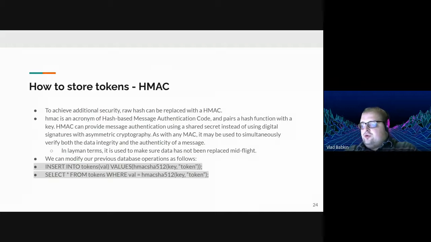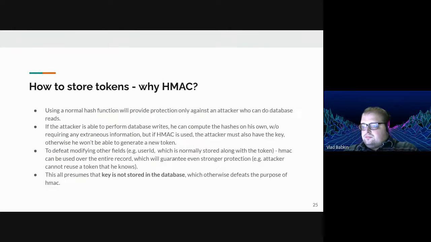And you can replace your construction with something like this, where the key is stored outside of the database. Consider that it is some environment variable passed to your application or something similar. As for why, this is exactly our way to provide write protection. If the attacker can perform database writes, he can obviously compute hashes as well. Hash functions are not secret. But if you use HMAC, the attacker must also have the key somehow, which, if you don't expose it to the database, which is normally the case, he will not be able to get just from the database.